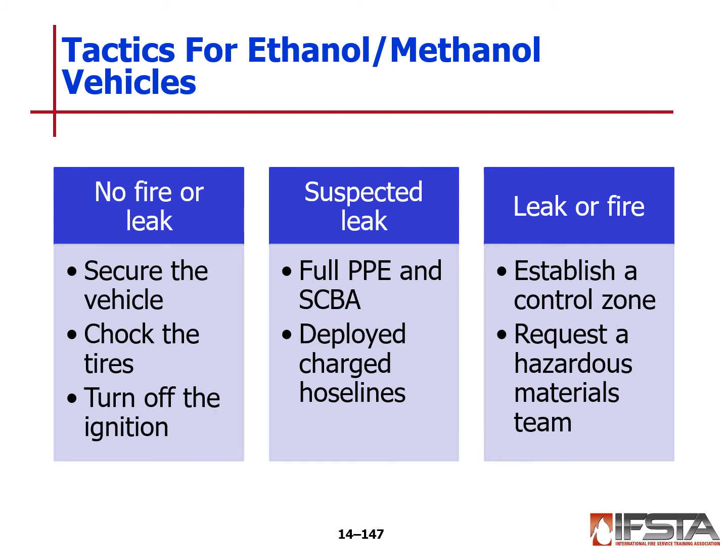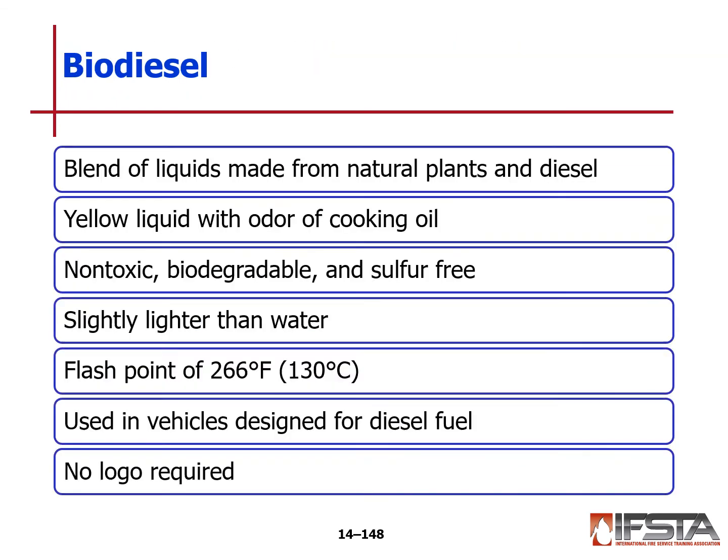With no leaks or fire, secure the vehicle, chock the wheels, turn the ignition off. If we suspect a leak, then full PPE, SCBA, deploy our charged hose lines and begin the detection process. Leaks or fires, establish your control zones, hot, warm, and cold. Request hazardous material teams and approach it in that manner.